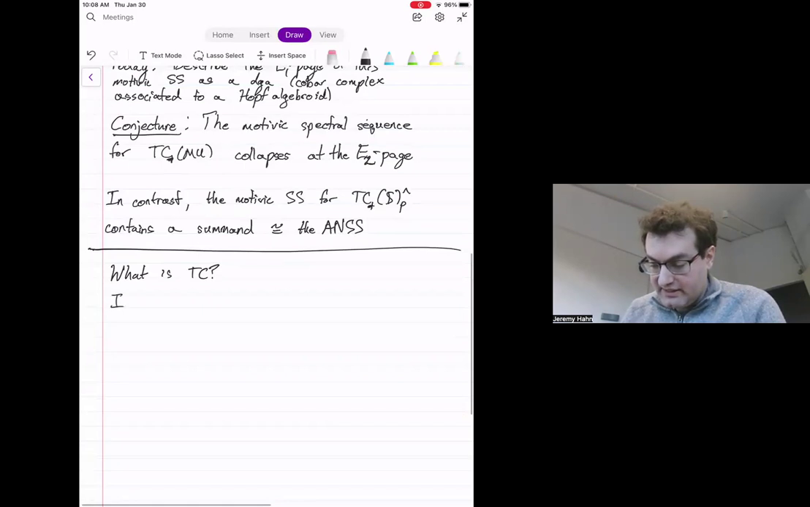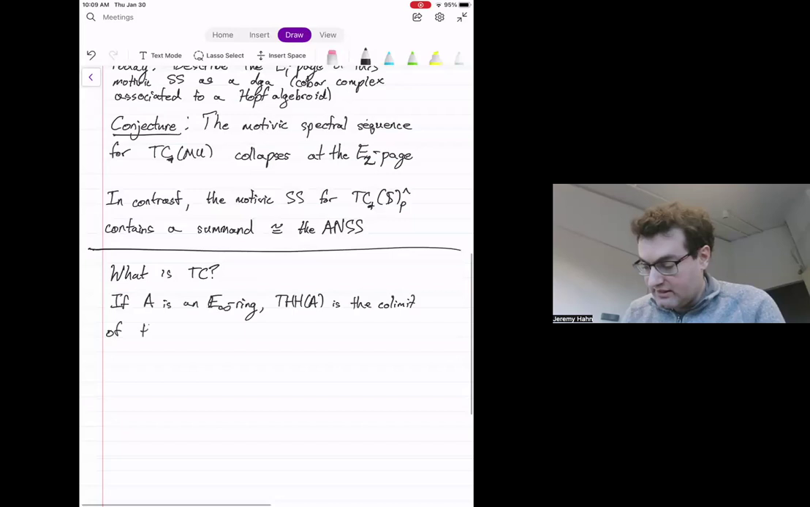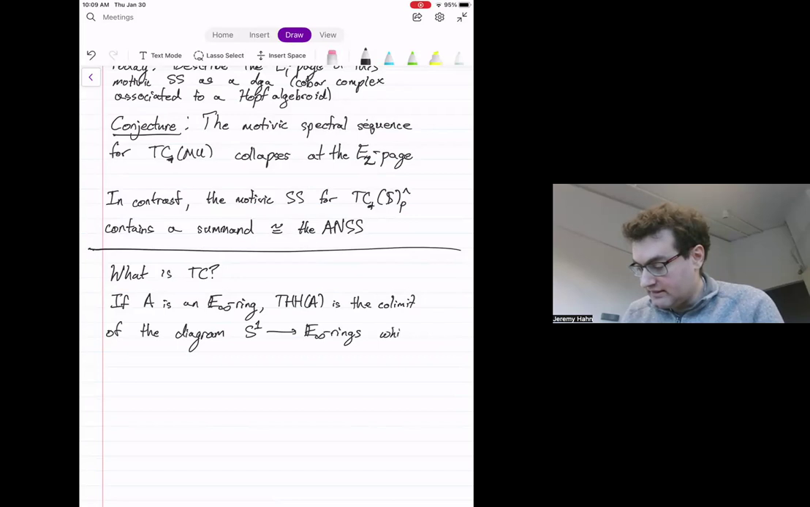So if A is an E infinity ring, I can compute THH of A, and it's the colimit of the diagram from the circle, thought of as a category or a groupoid, to E infinity rings, which is constant. So it's a kind of boring functor, constant at A.